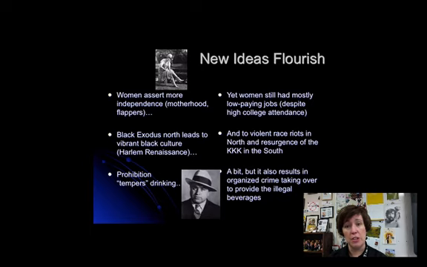Advertising, we have a lot of things that are changing in advertising. Prior to the 1920s, advertising was a lot of reading about a product, and in the 1920s they changed to a lot of pictures about the products. Phonograph and recording industry, radio, sports and celebrity, we've got baseball.